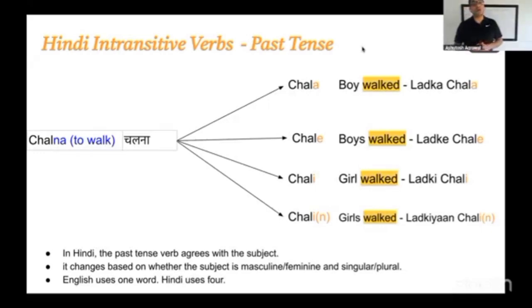For feminine singular, for one girl, you remove the na and you put the i sound, chali, as in ladki chali. And for multiple girls, you remove the na and you put the nasalized i, chali, right? So ladkiyan chali. So in Hindi, the past tense of the intransitive verb agrees with the subject.